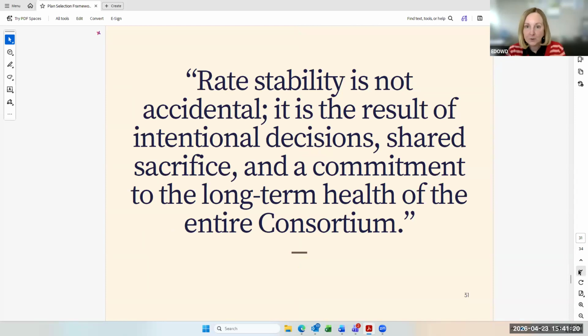So going back to our mission where we started, which is rate stability. Rate stability is not accidental. It is the result of intentional decisions, shared sacrifice, and a commitment to the long-term health of the entire consortium, not just year to year, but the long-term health of this organization. I'll pause there just to see if there's any questions coming into our chat. Haven't seen any yet. Okay, great.